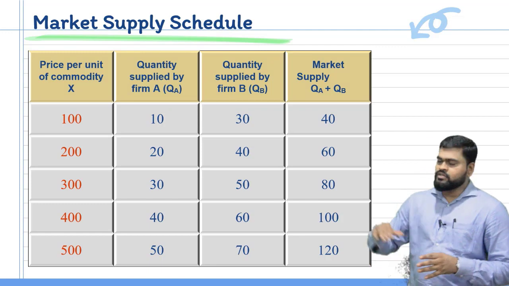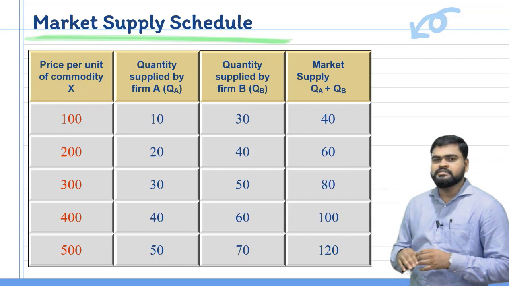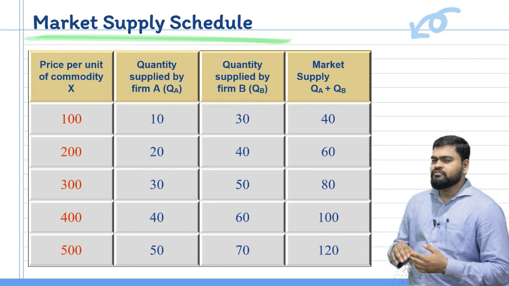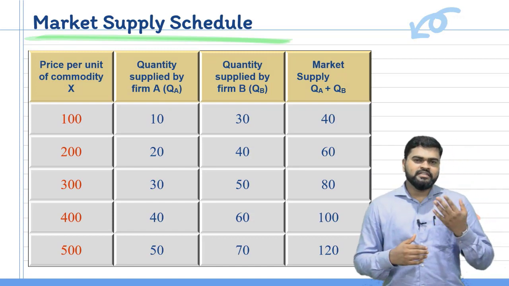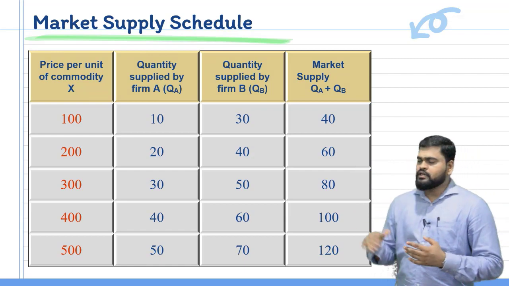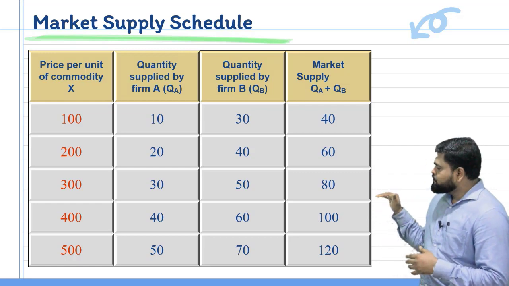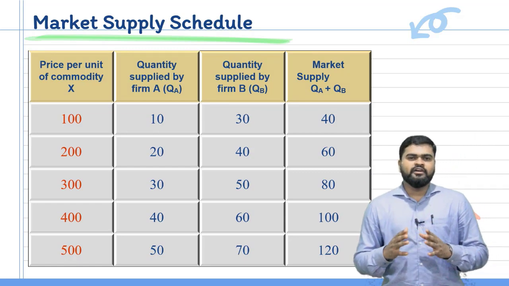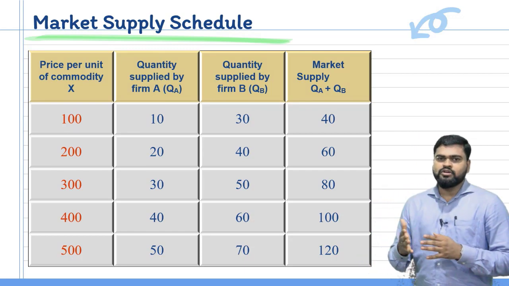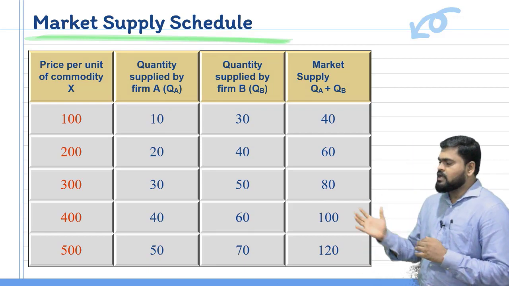At the same price, quantity supplied by firm B differs. When price is 100, quantity supplied by firm B is 30. When price increases to 200, quantity supply also increases by firm B to 40. When price increases to 300, quantity supply increases to 50. When price increases to 400, quantity supply increases to 60. And when price increases to 500, quantity supply increases to 70. These are the two different firms selling different quantities, but when price increases, quantity supply also increases. The basic concept remains the same, that is when price increases, quantity supply also increases.